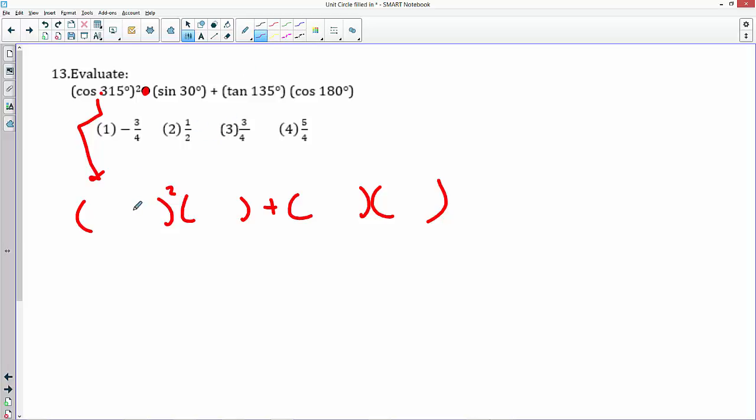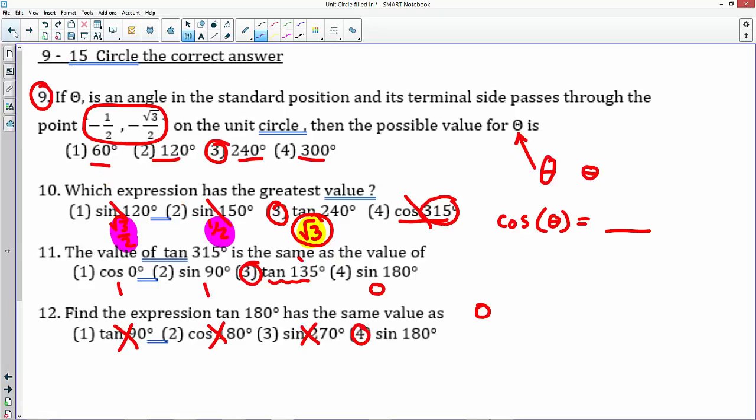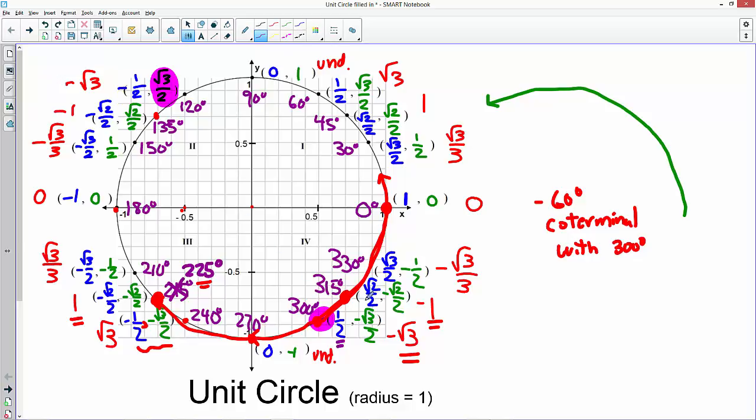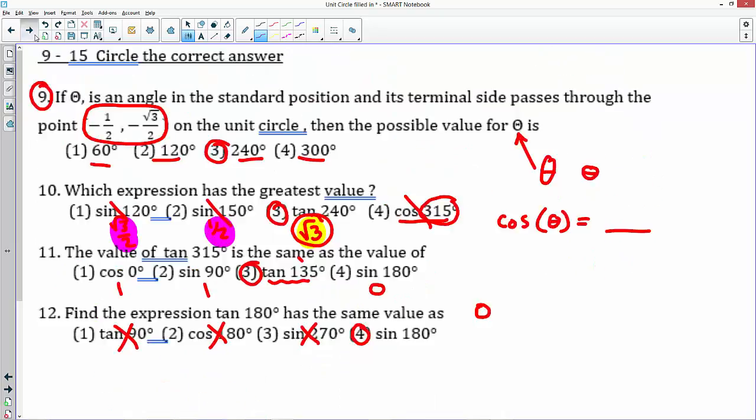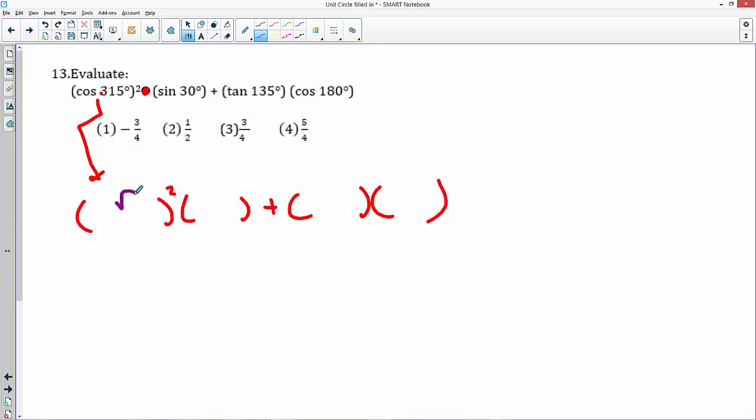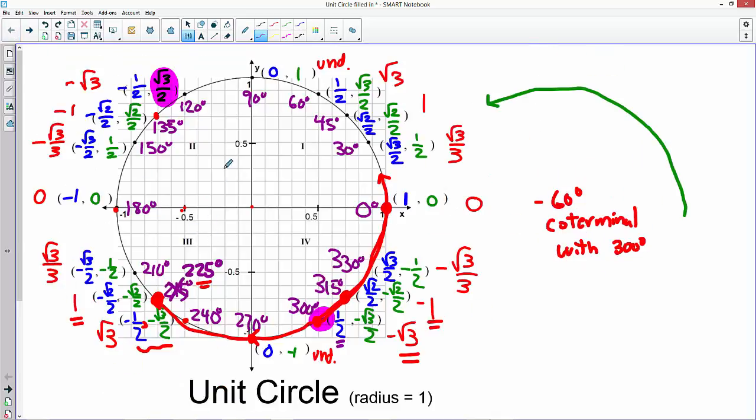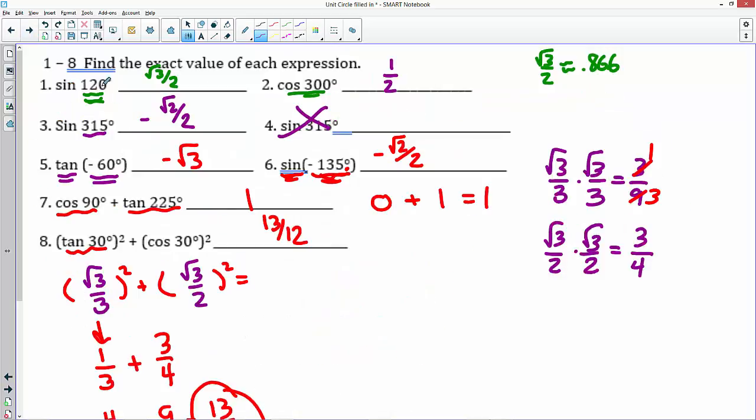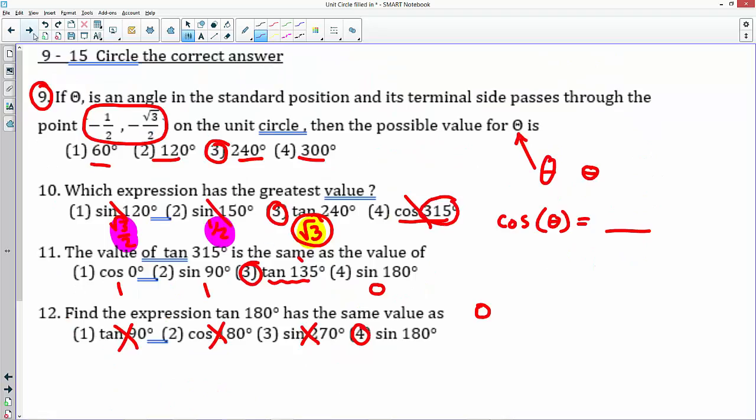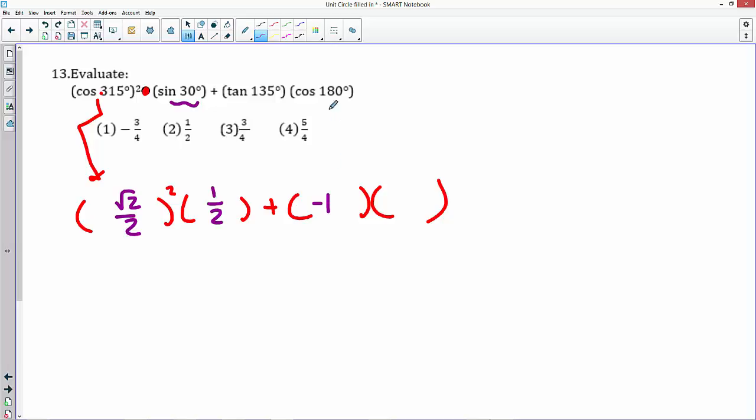Okay, so the cosine of 315, right? Let's go to our unit circle. The cosine of 315 is the x value, radical 2/2. Very easy. And it's going to be squared. Sine of 30, we've done this a million times. That's 1/2. Tangent of 135, we actually just did that one, but we can look it up again. Tangent of 135 is -1. So that's -1. Okay, and the cosine of 180 is also -1. You can look that one up.